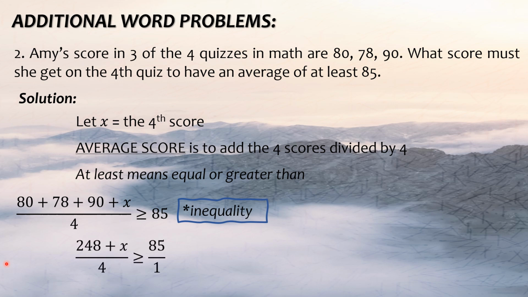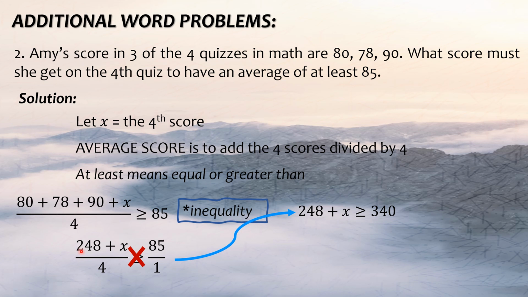So, let us now add: 80 plus 78 plus 90 is 248, plus x over 4 is greater than or equal to 85 over 1. Naglagay ako dito ng denominator na 1 sa whole number na 85 para maging magkatulad sila na fraction. And then, let us apply the cross multiplication. Remember, ang whole number po ay palaging may denominator na 1. Question, bakit hindi natin ini-add ang 248 sa x? Ito ay dahil hindi natin kayang i-add ang number sa letter. So, let us now cross multiply.